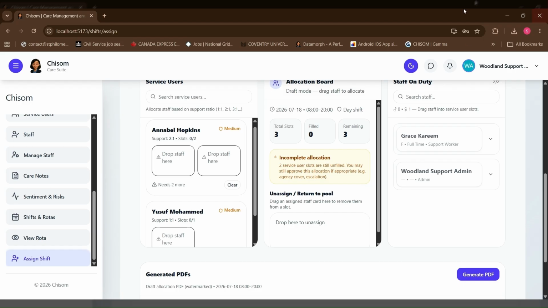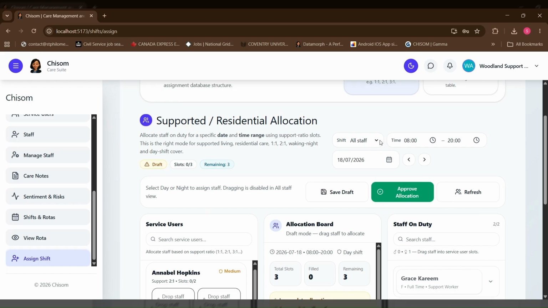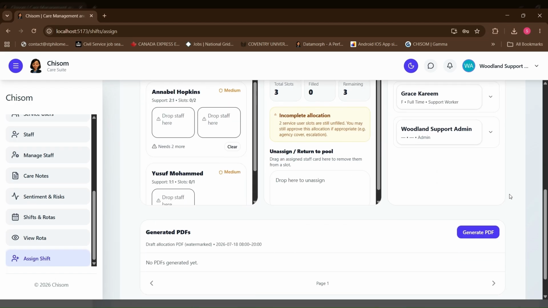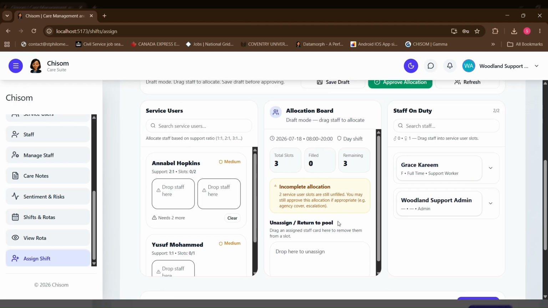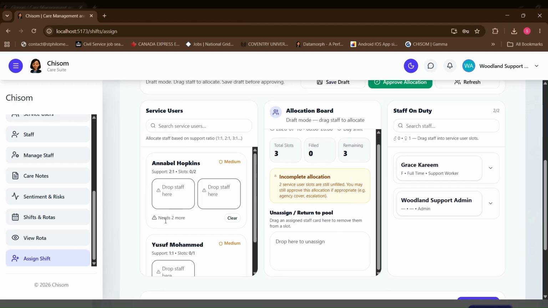So now if I come over here and click on this, if you look at it, it's already telling me that I need 3 slots, 0 filled. And if you look at this, it shows needs 2 more, showing that there are 2 staff required by this service user. And Keys is a service user, if you remember.